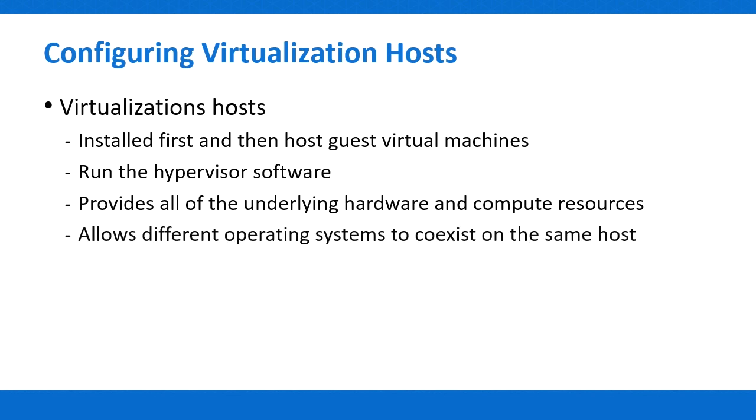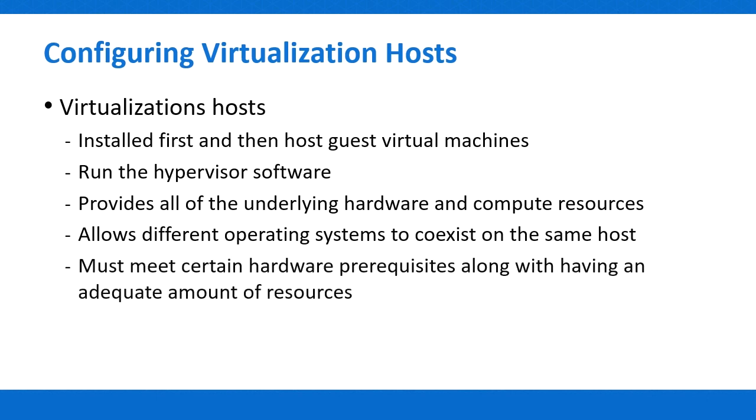Now, since that host machine is providing resources for the guest, it has to at least have enough hardware resources to meet the minimum requirements for the virtual machines. And so we're going to discuss sizing. The virtualization host computer also allows different operating systems to coexist on the same host computer. So you could have a virtual machine running Windows Server 2012 and another virtual machine running the Linux operating system, and that would work just fine. Remember, it also allows for multiple applications to coexist that may not be compatible with one another. And this is because those applications can be running on different virtual machines.